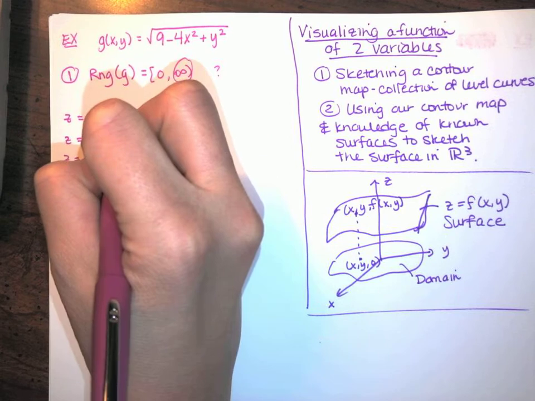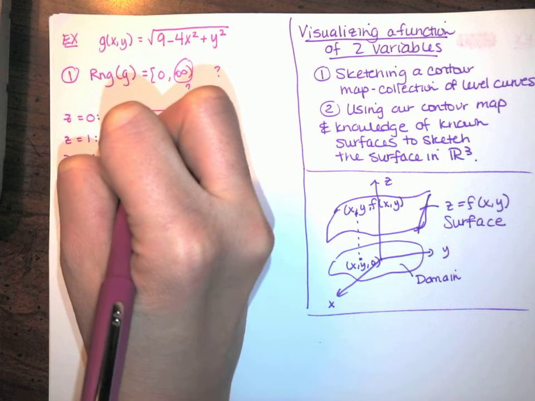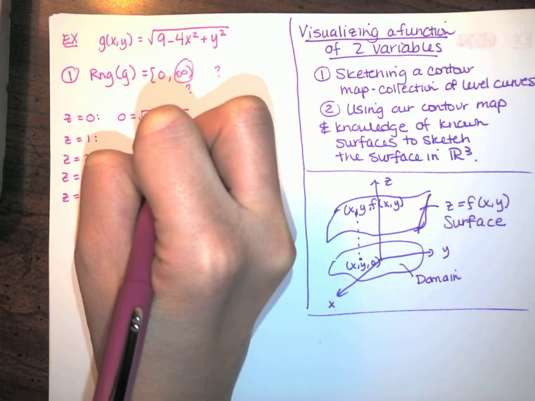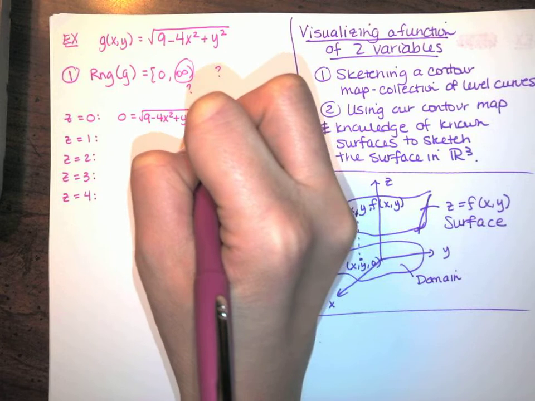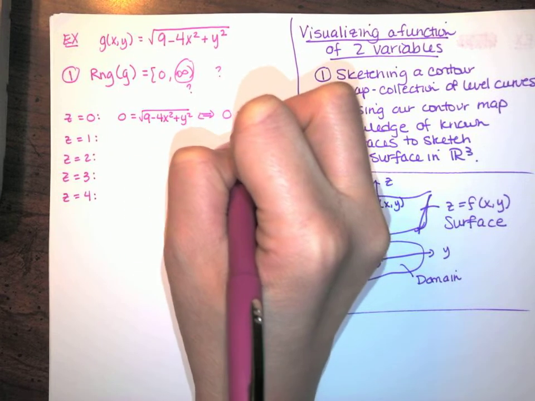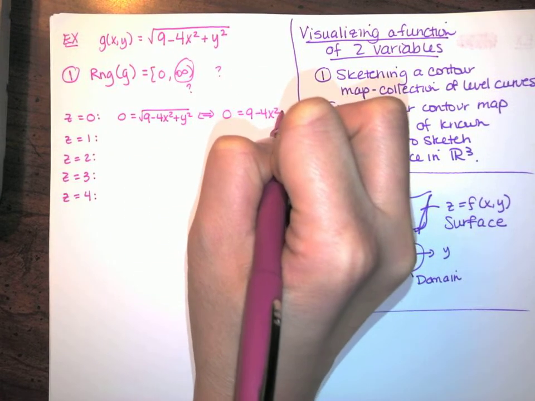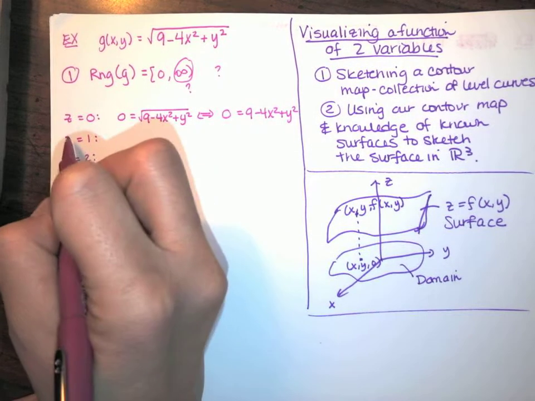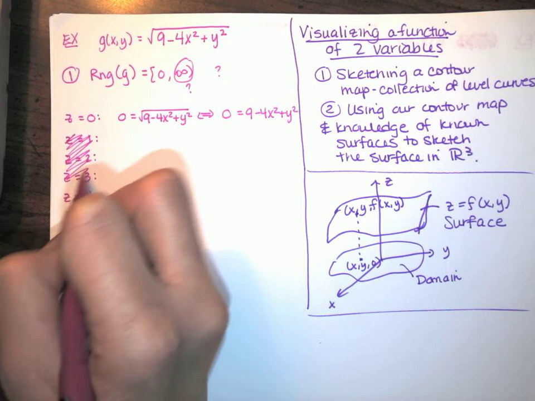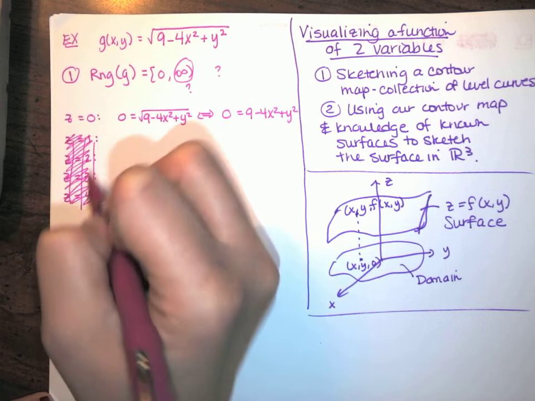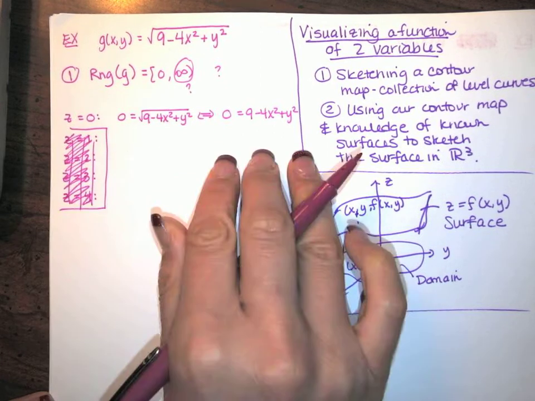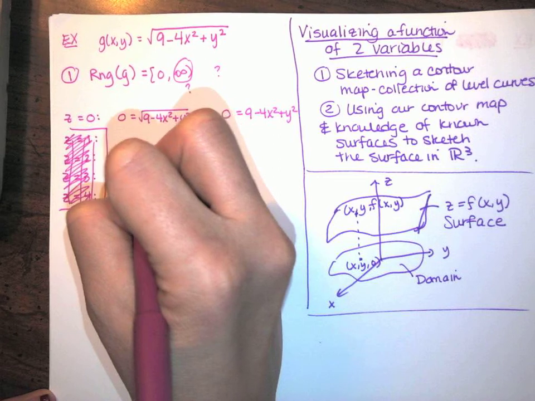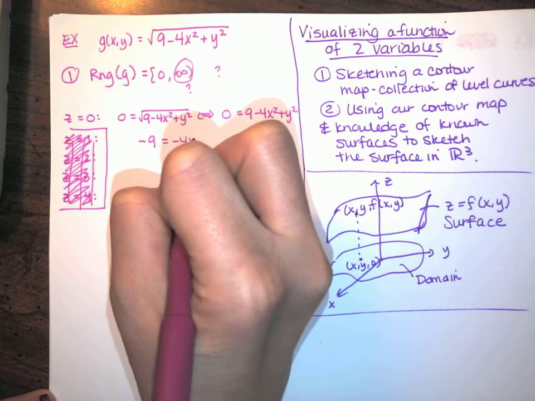So we set z equal to 0. And we get this. Now if I square both sides, I've got 0 equals 9 minus 4x squared plus y squared. Now if I rearrange that equation, I can see a little bit more what's going on with my surface. I am going to scratch those out for right now. I'm just going to focus on z equals 0. So let's subtract 9 from both sides, and we have this.